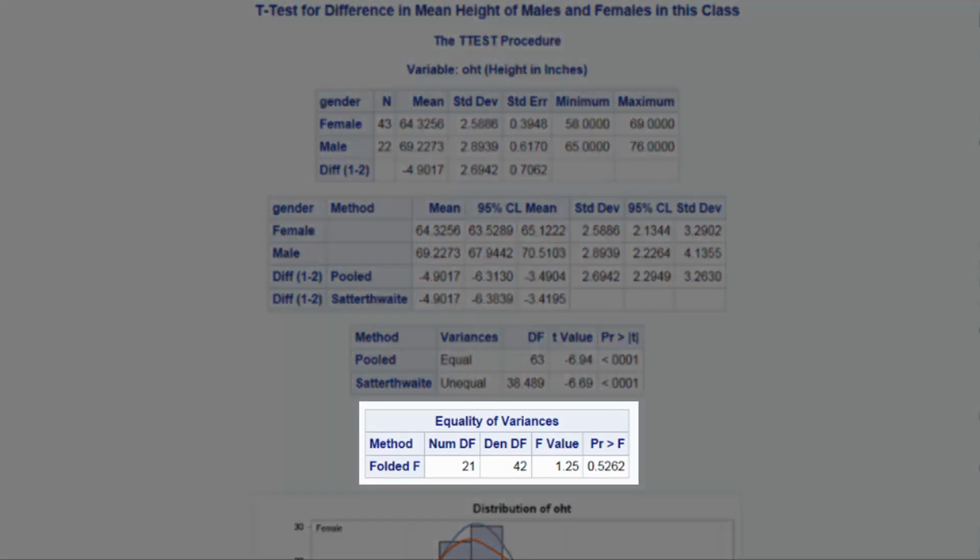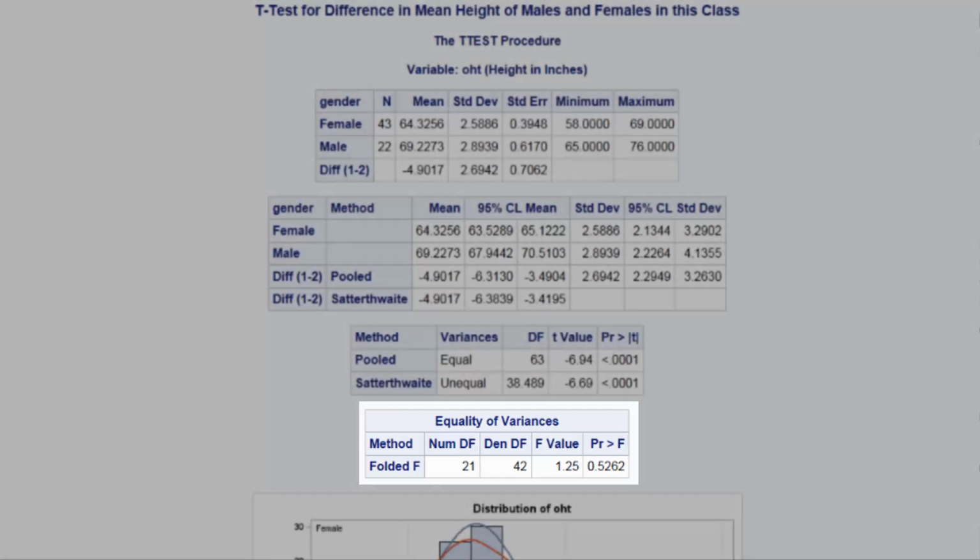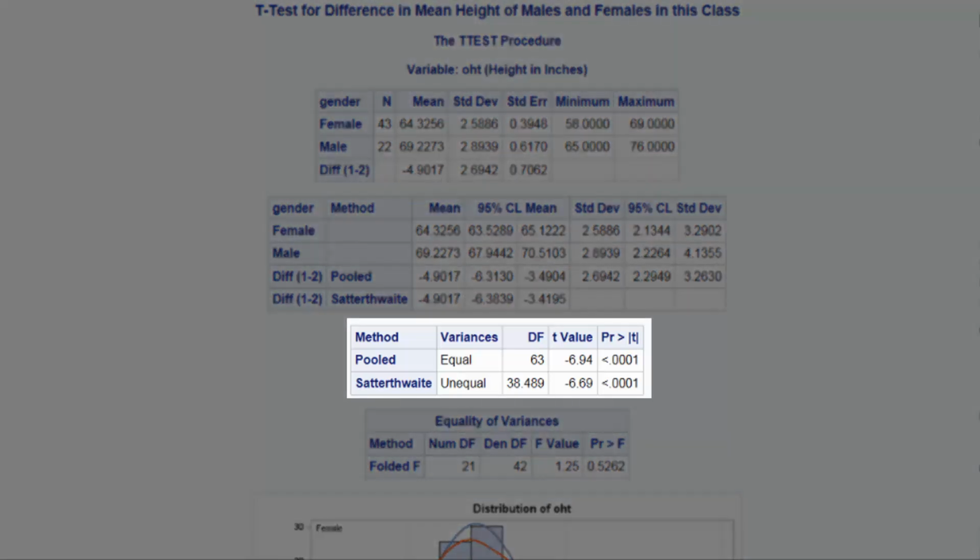The fourth table in the output formally tests the equality of variances between the two populations. To test the equality of variance, SAS uses the folded F test. The null hypothesis for this test is that the two populations have the same variance. In this case, we say that the probability of getting an F value of 1.25 or higher if the null hypothesis, that the group variances are equal, is true, is 0.5256, or 53%. Therefore, we fail to reject the null hypothesis and conclude that the population variances are equal. In practical terms, if the p-value of the folded F test is less than 0.05, then we conclude that the population variances are different.